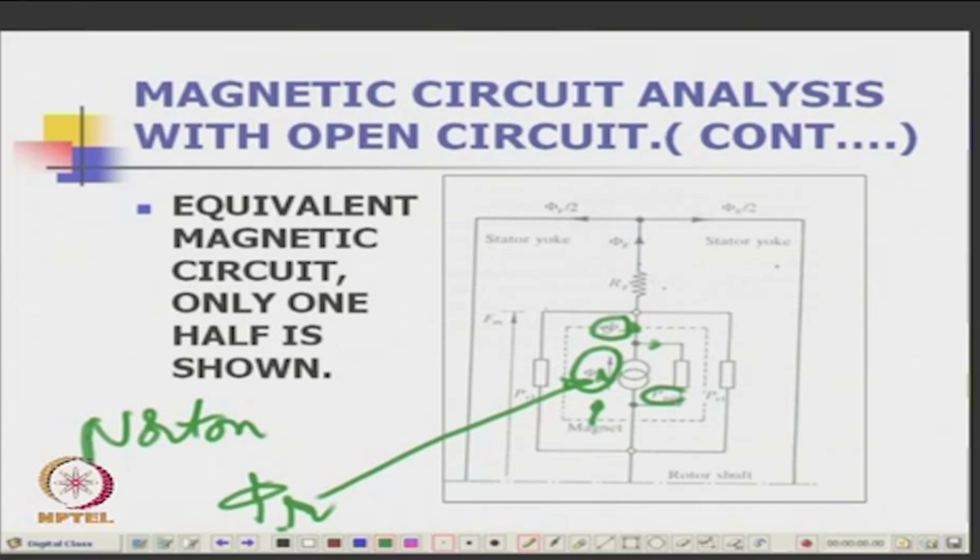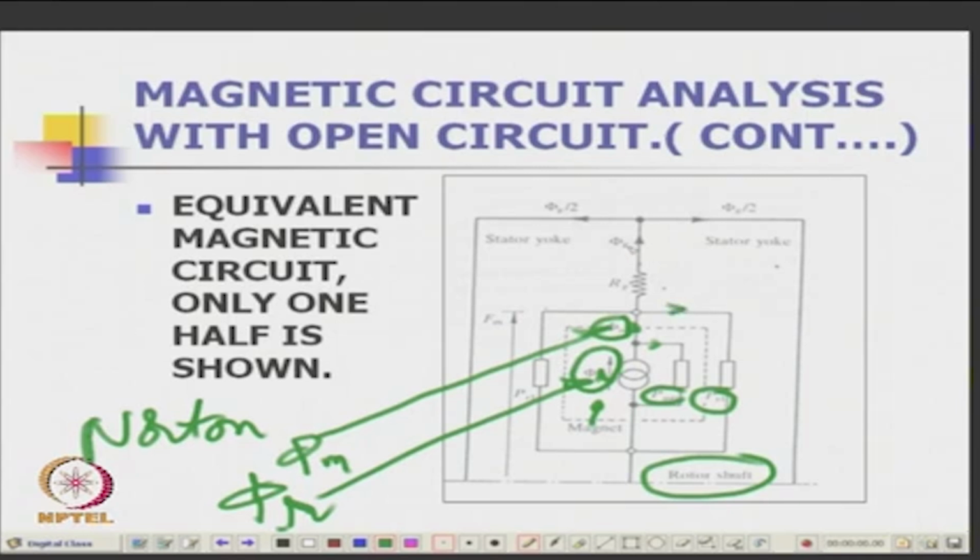I think I will show it here. Okay, phi m here, and then it has another permeance here PR. Okay. This is the rotor shaft and that will take away something. This is the phi g. This is what goes to the gap.